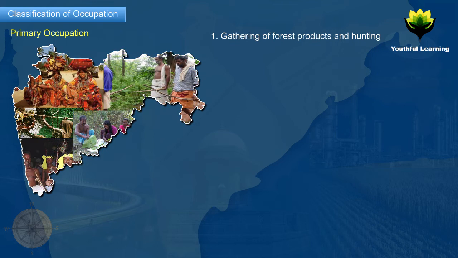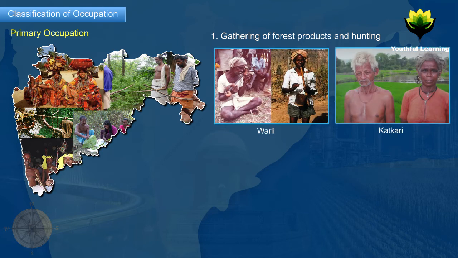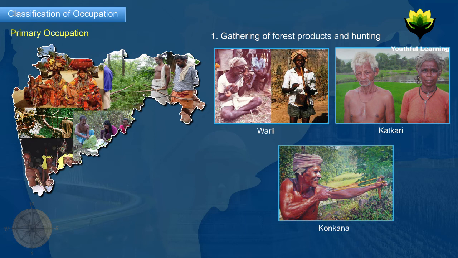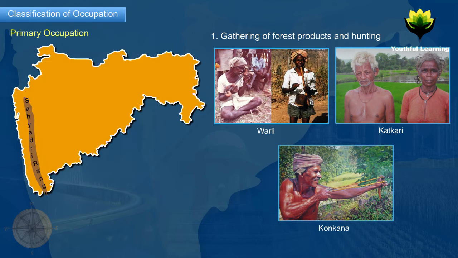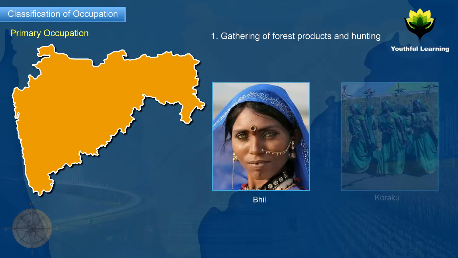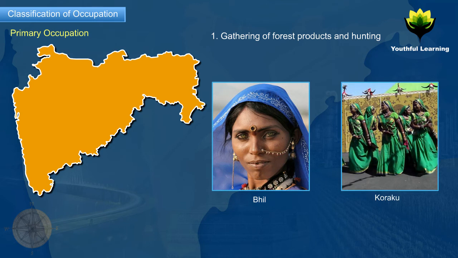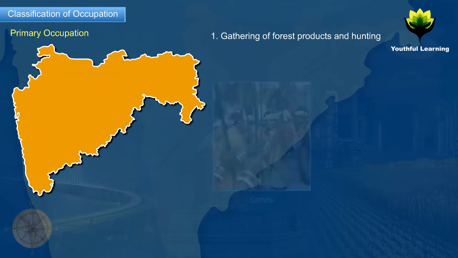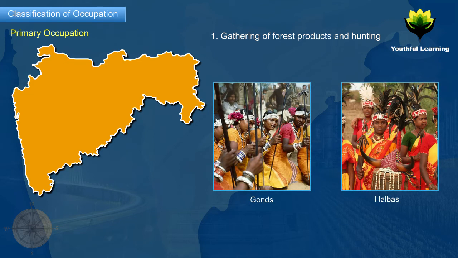1. Gathering of forest products and hunting. The Varli, Katkari and Konkan tribes are found in the forests of Sahyadri Mountains in Maharashtra. Bhil and Koraku tribes are found in the Satpura Mountains. The Gonds and Halbas are the main tribes living in the forests of eastern Maharashtra.